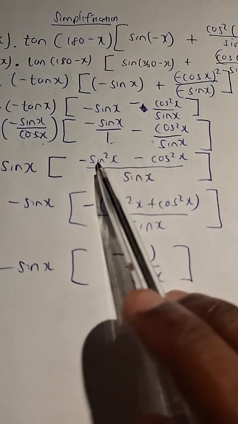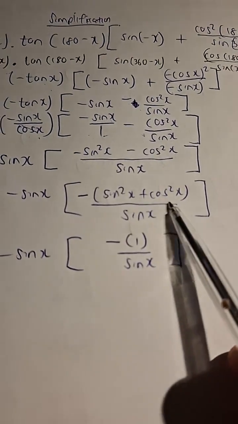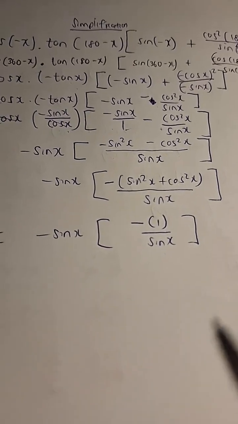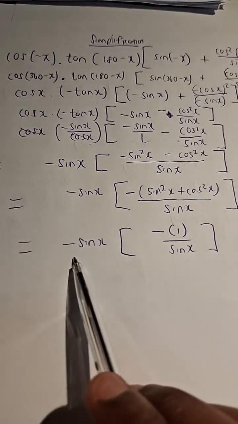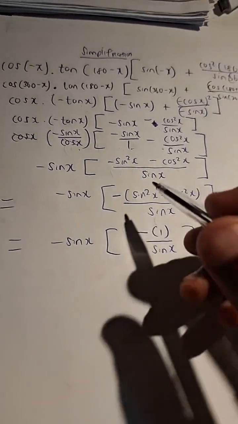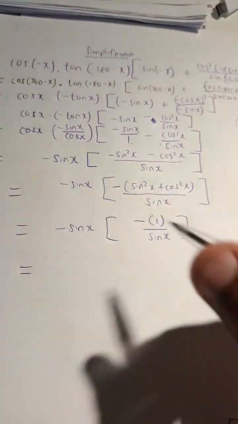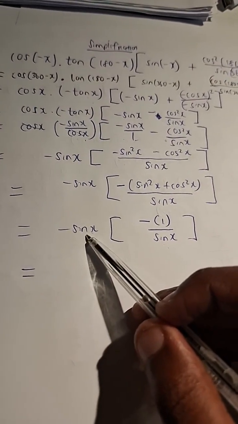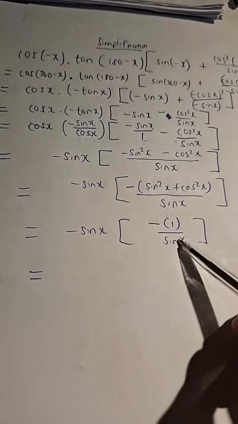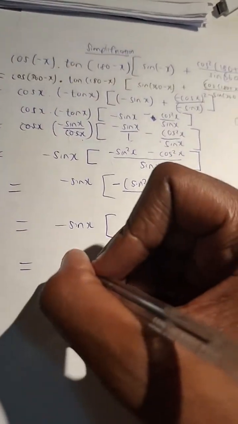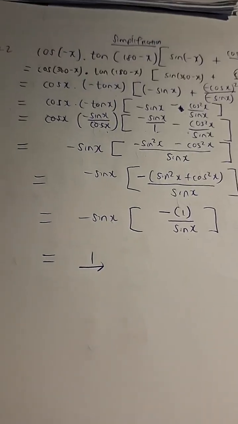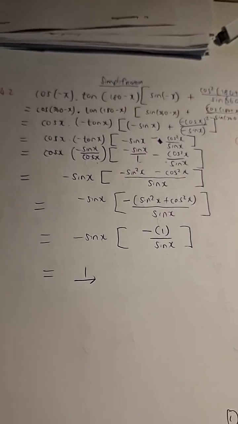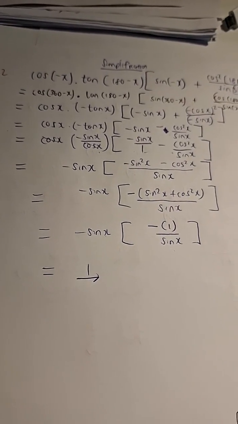I took out the negative 1, which is the highest common factor. Leaves me with sin squared x plus cos squared x. That is 1. 1 over sin x. Look at this. The bracket means multiply. So I'm going to multiply these two, because I'm left with a fraction, which is negative 1 over sin x, and negative sin x on the outside. So this sin x and this sin x, what happens? They cancel. And I'm left with what? Positive 1. Done.